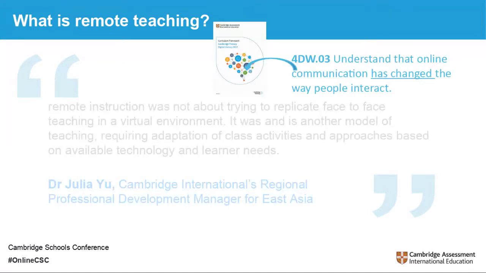This leads me into the first introduction I'm going to make to the content of the digital literacy curriculum, where parallels can be drawn between Julia's observation of remote teaching and the learning objective that is now displayed on the screen. This learning objective is taken from stage 4 of the primary curriculum. With hindsight, I would probably now add an increased layer of depth to this learning objective by replacing the words "has changed" with "is constantly changing."